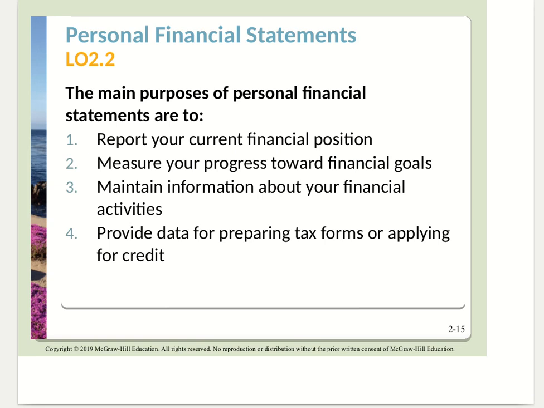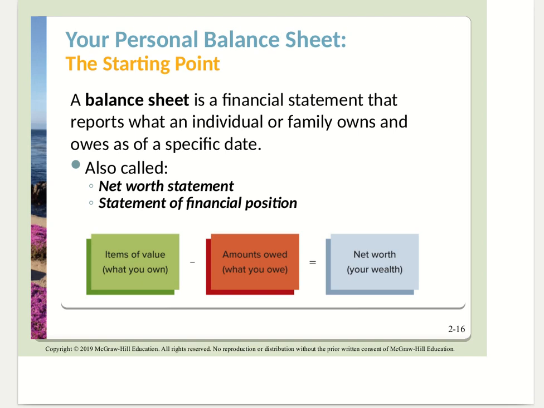So one of the things you also want to think about is personal financial statements. What this does is it gives you an idea of where you stand and helps you with your goal setting and the things that you want to do. Now, you have a balance sheet. A balance sheet is a snapshot in time. It says, okay, what is it that I own? What do I owe? And so what is my net worth?